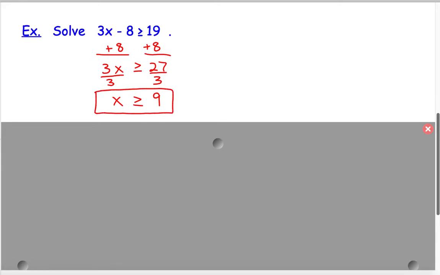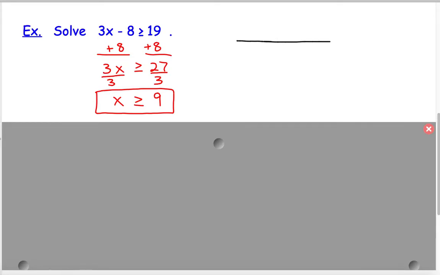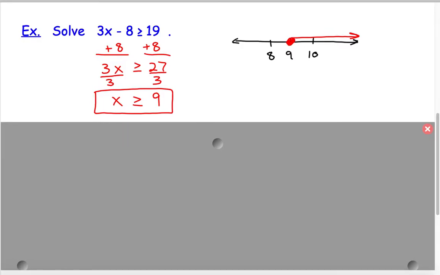The directions didn't specify what my solution should look like, so I'm just going to leave it as an inequality. x is greater than or equal to 9. If I wanted to show that graphically on a number line, then I'd put 9 on the number line, maybe a couple more numbers. And then greater than or equal to means I'm including 9, so I'll fill in the circle and go to the right.